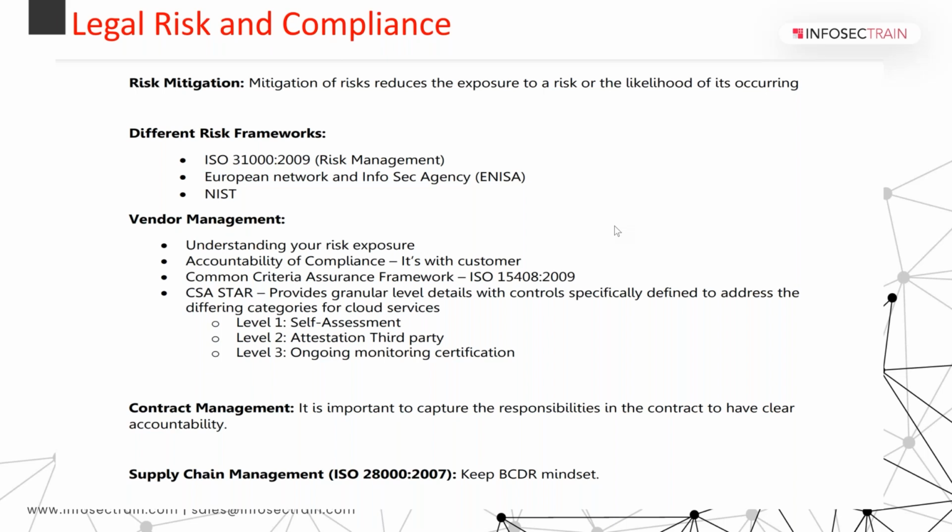It is also important that you know the control standards defined by the Cloud Security Alliance document version 4.0, which is called CSA STAR. It provides a really granular level of detail with all controls specifically defined to address the defining categories of cloud services. Level one there is self-assessment, level two is attestation by a third party, and level three is ongoing monitoring. Okay.